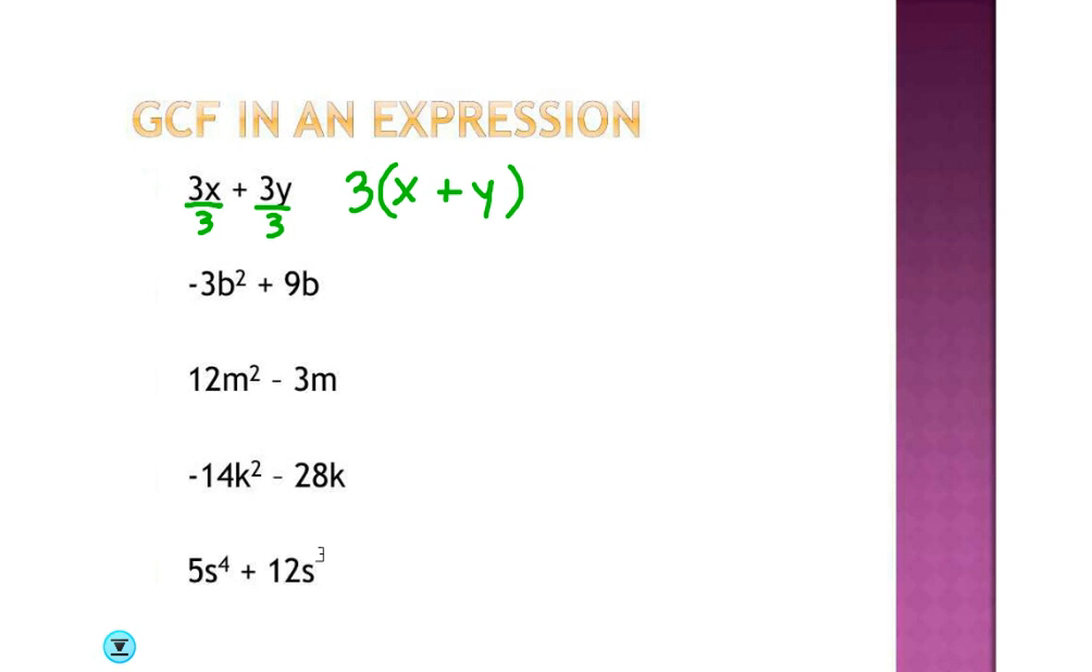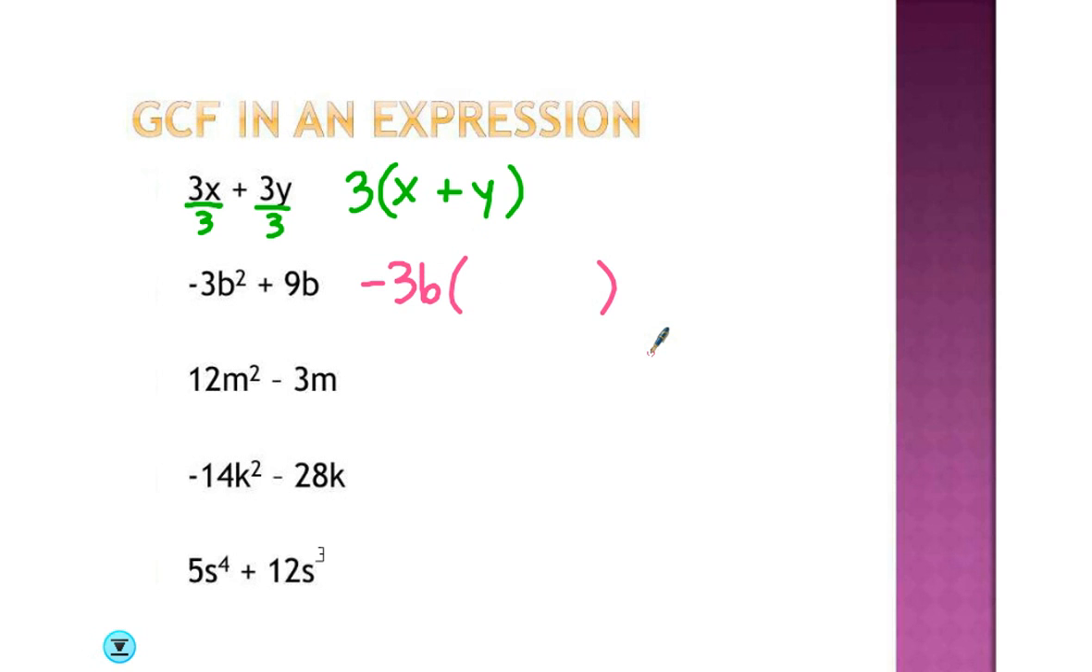All right, let's look at the next one. First I can recognize that my leading term is negative, so I need to factor out a negative. Now what number do these two have in common? Hopefully you can recognize they have a negative 3 in common, but they have something else. What else can I take away? And that is a b.